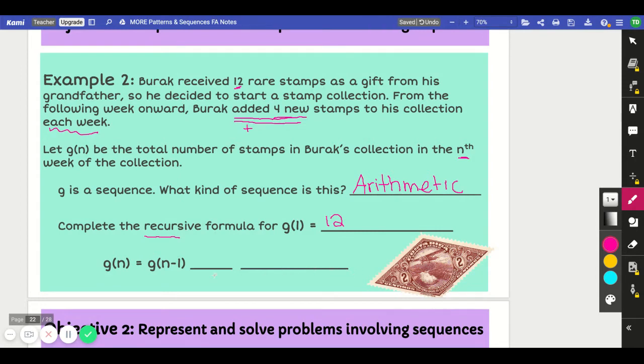And now we're going to find the recursive formula. So we have the previous term, and because this is arithmetic, we are adding. And what are we adding? The common difference. And he's adding 4 every time, every week. So he's adding 4. So that would be your recursive formula.